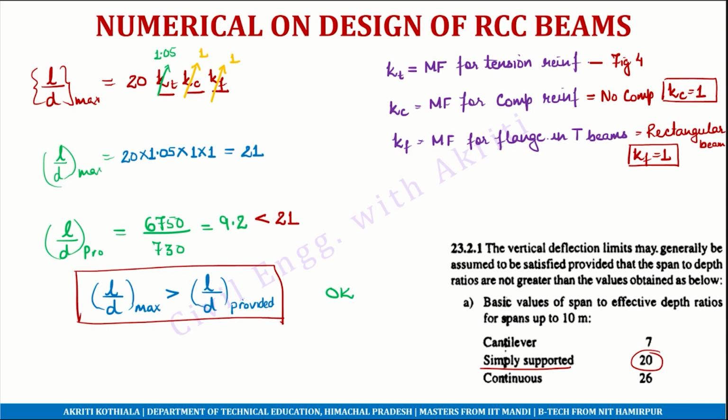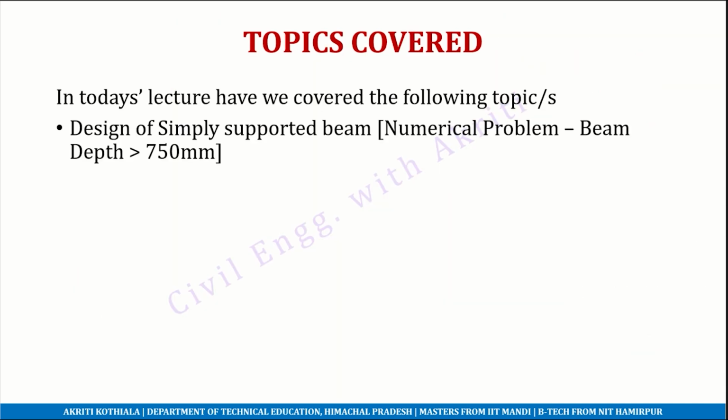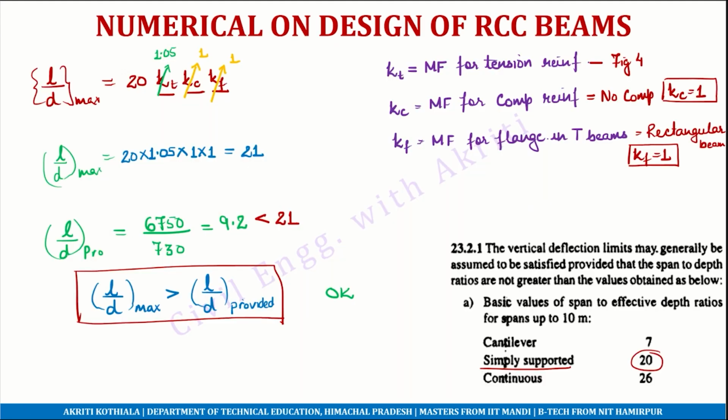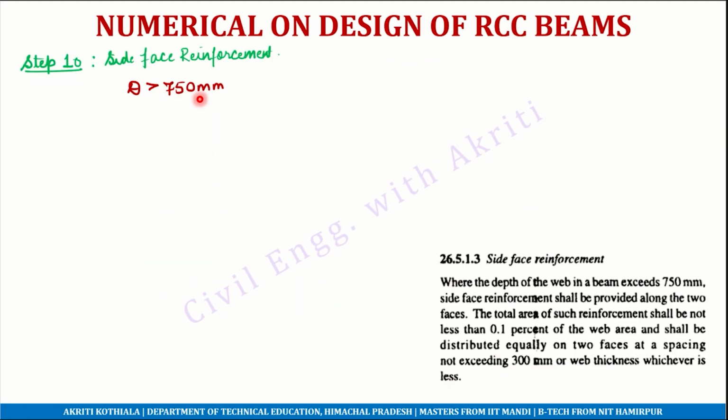Now here, because there is a special case where the depth of the beam is greater than 750 mm, we will have to provide side face reinforcement as per clause 26.5.1.3. So this clause simply says that when the depth of the beam exceeds 750 mm, in our case the depth is equal to 800 mm, so we fall under this category, the total area of such side face reinforcement shall be provided along the two faces. So we have to provide side face reinforcement, and that too along both the faces of the beam.